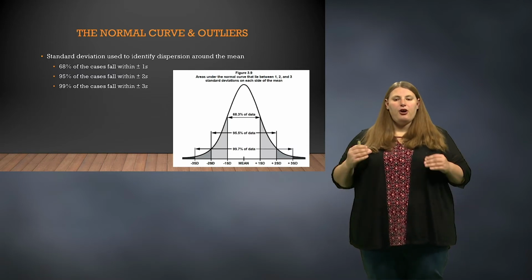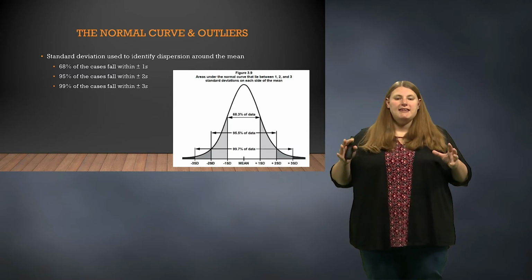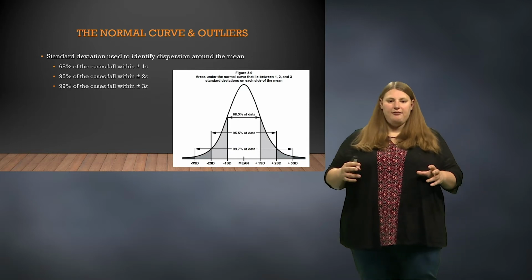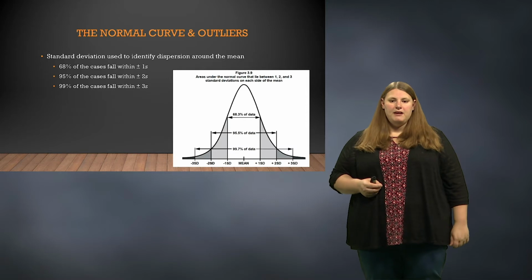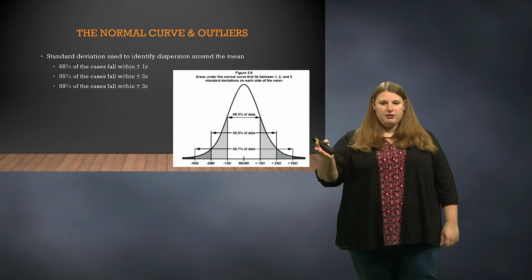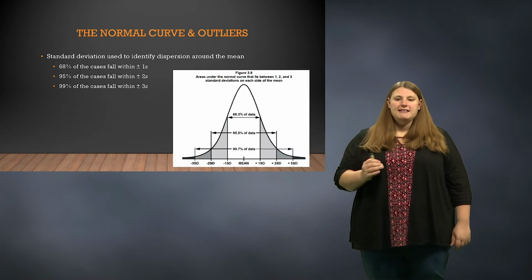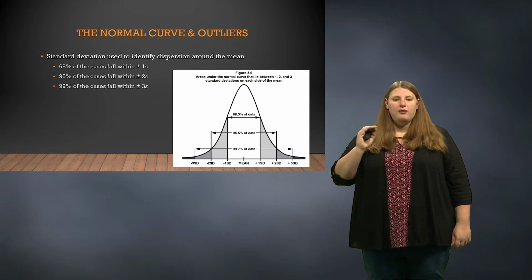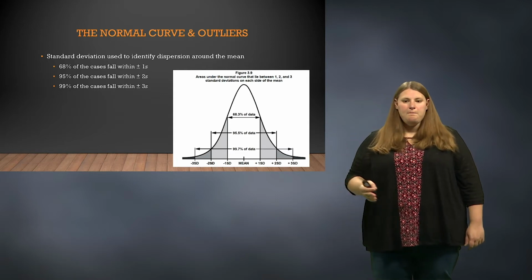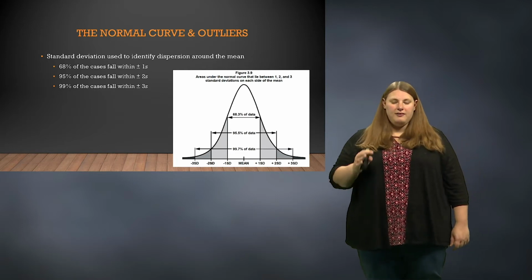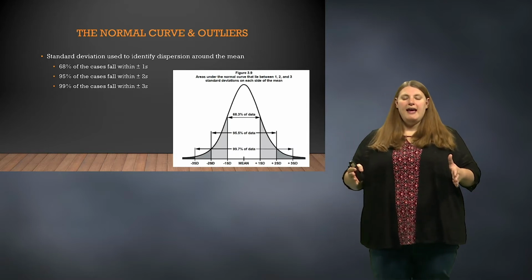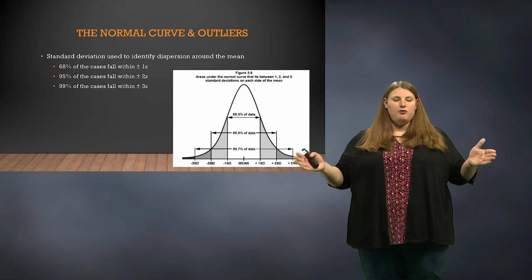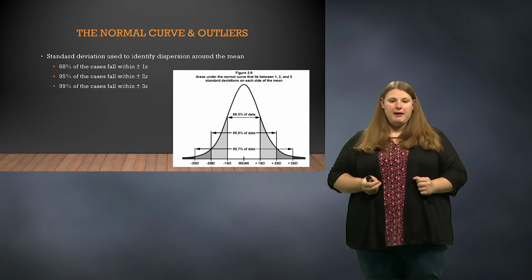What we need to know for our research methods interest is that the standard deviation can help us identify where so-called normal data lies in the data set. In a normal curve, which is shown here on the slide, approximately 68% of the values will fall within one standard deviation from the mean, 95% of the values will fall within 2 standard deviations of the mean, and 99% of the values will fall within 3 standard deviations from the mean.